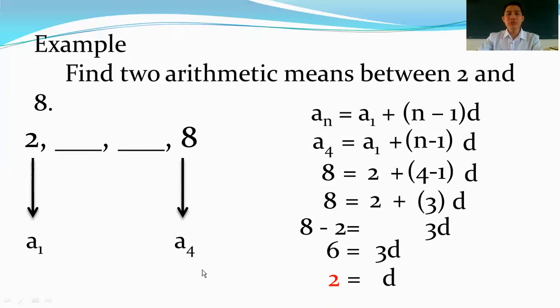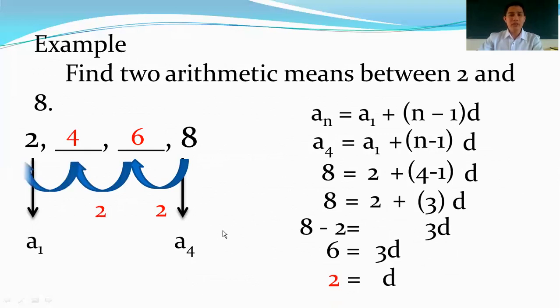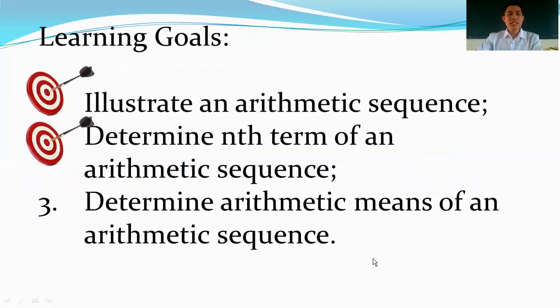Let's use the common difference of 2 to get the two arithmetic means. So we have 8 minus 2 is 6. 6 minus 2 is 4. And 4 minus 2 is the given, which is 2. Therefore, our two arithmetic means between 2 and 8 are 4 and 6. So this is learning goal number 3. We are done: determine arithmetic means of an arithmetic sequence.